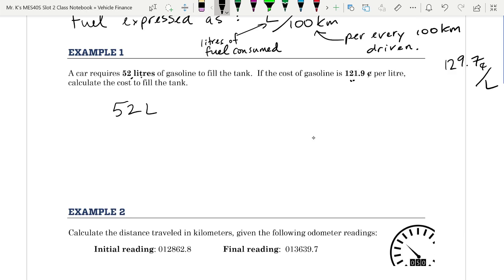So doesn't the L have to be on the bottom? 121.9 cents per every 1 liter. So the liter on top, liter on the bottom. That's how I know it's a multiply. If I needed the liters to stay on top, the way I need the cents, I need the dollars to stay on top, I would have had a divide because this top number has to end up on top. So there we go. It's actually a multiply.